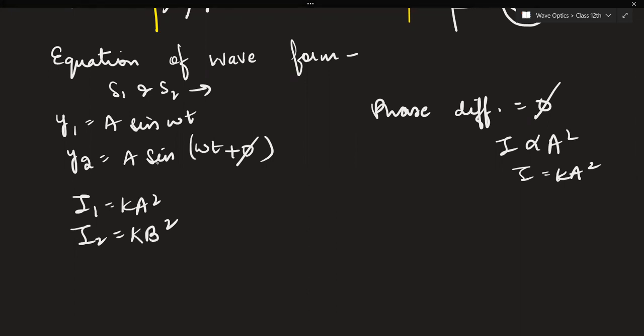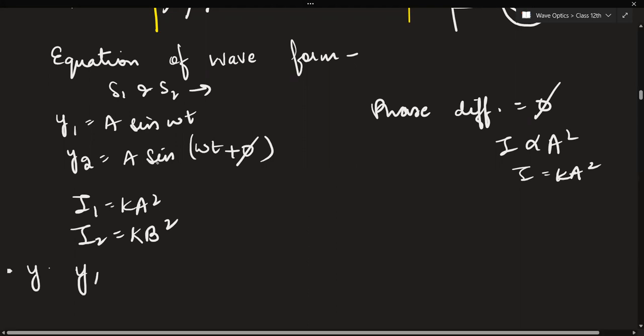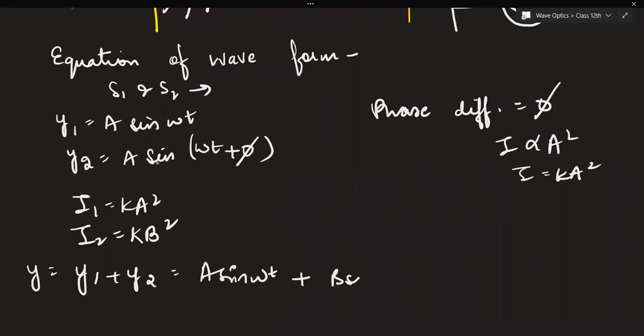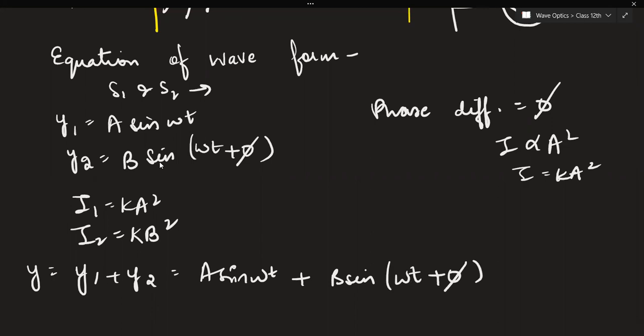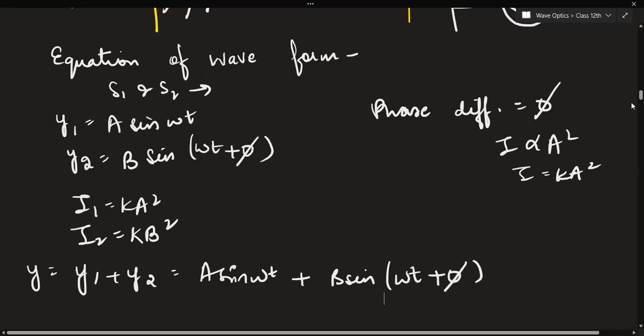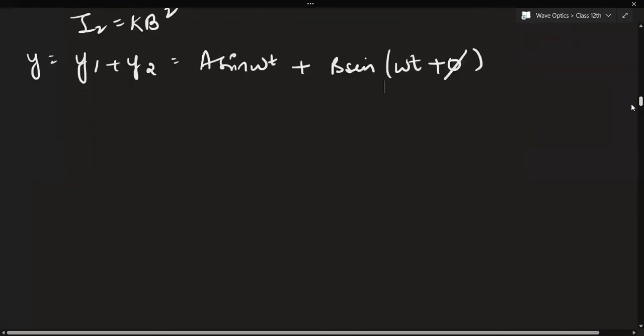Now, due to superposition, y will be equal to y1 plus y2. It means A sine omega t plus B sine omega t plus phi. This amplitude is A, this amplitude here is B. Just to differentiate, because the amplitudes of these two waves are different. Now see, we just have to add it.